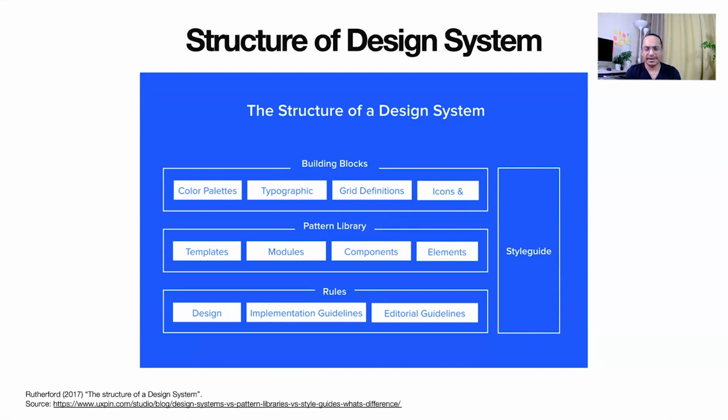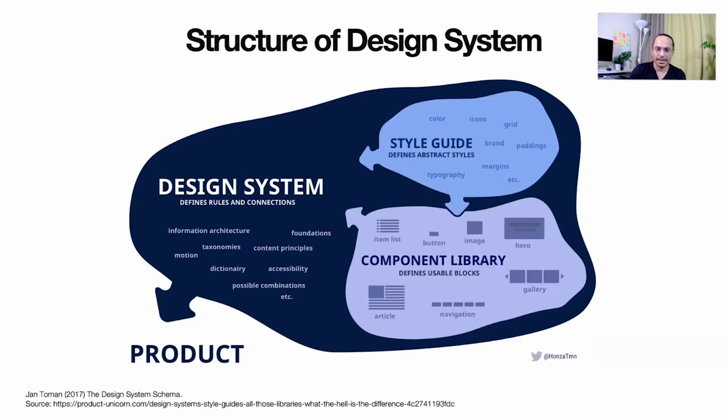Along with that, as I said earlier, rules are also part of this. Design rules, implementation guidelines, like how to use, when to use, where to use, editorial guidelines, and also the style guide. So everything makes up the whole design system. This is another way of looking at the design system.